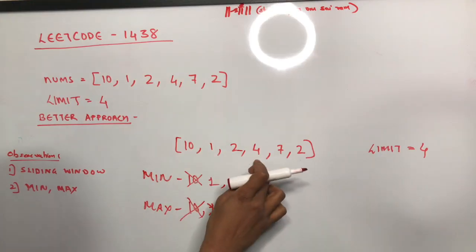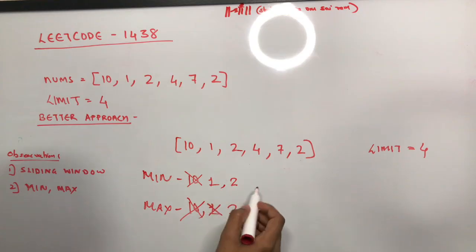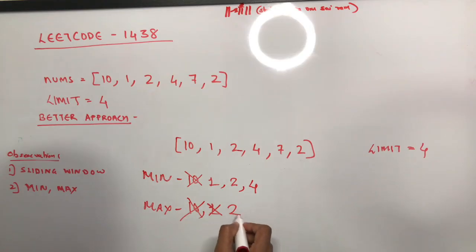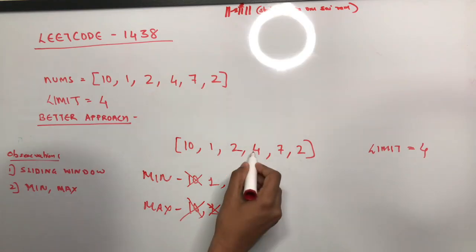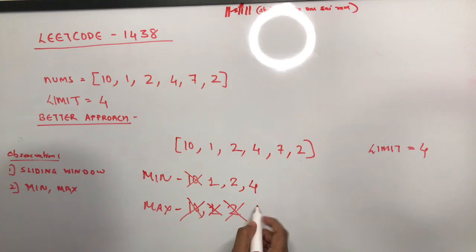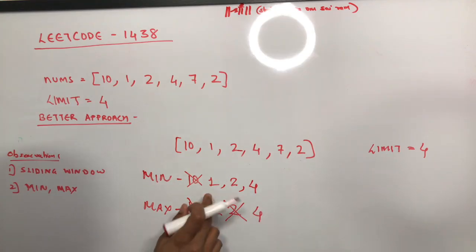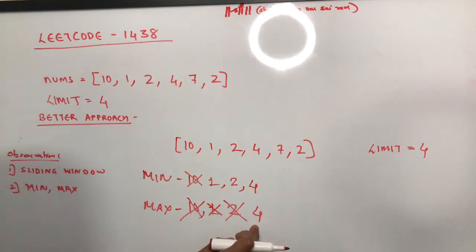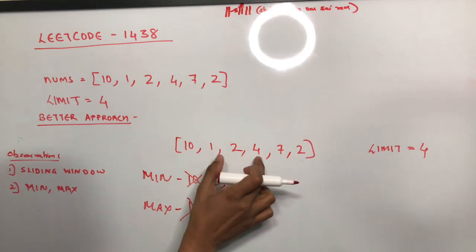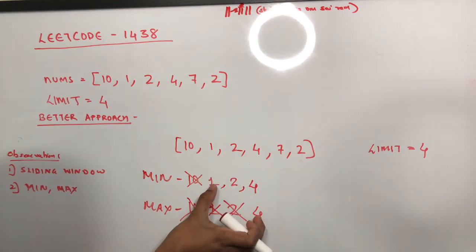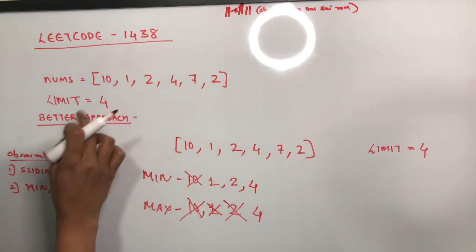So here we have found 4. Now 4, when it comes to minimum, you can append it here, whereas here 4 is greater than 2, so you have to get rid of all the elements which are lower than 4 in this case. So I'll delete 2 and you have 4. Again you have 1 and 4, 1 being minimum, 4 being maximum. Try to find out whether it satisfies the constraint. It does satisfy the constraint.